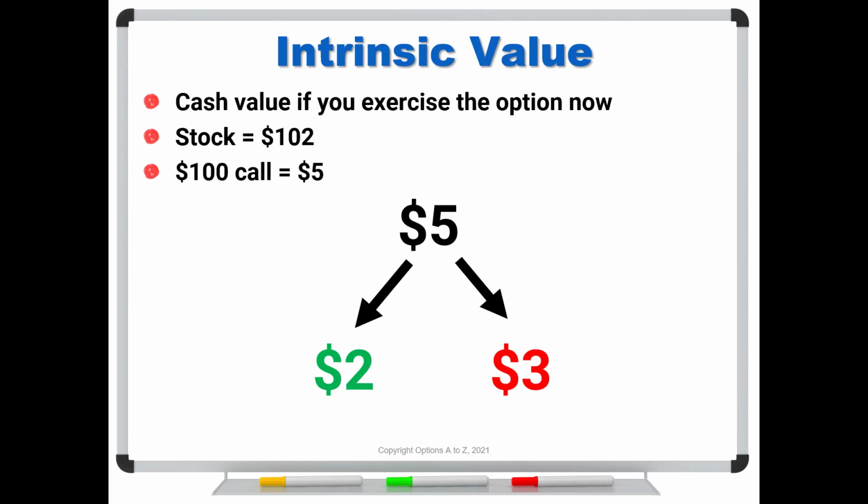And it's this extrinsic value here in red that is going to bleed away from the passage of time. And that just simply means that if the stock is still at 102 at expiration, this option's price is going to fall from 5 down to 2, just to the intrinsic value.